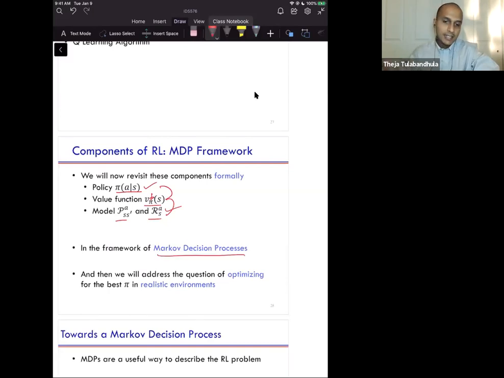Now, once we establish that, then we can talk about optimizing for the best policy, and you'll see that optimizing for the best policy could also involve trying to get to good value functions, or trying to get good models, or directly trying to get good policies. Okay, something like that.